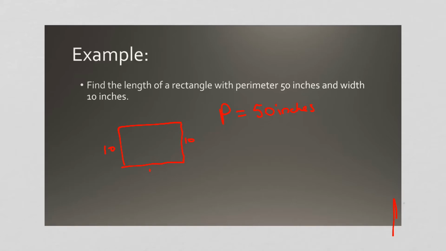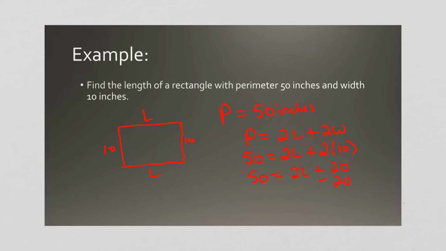So I don't know my L, okay? So I'm going to still use my formula, and I'm going to put in what I know. What I know is I know my P. The P is 50. I don't know the L, so I'm going to leave that as 2L. And then I've got my width, which is 10. And now I'm going to do my algebra, and I'm going to solve for L. All right, so let's do the math. So we've got 50 is equal to 2L plus 20.